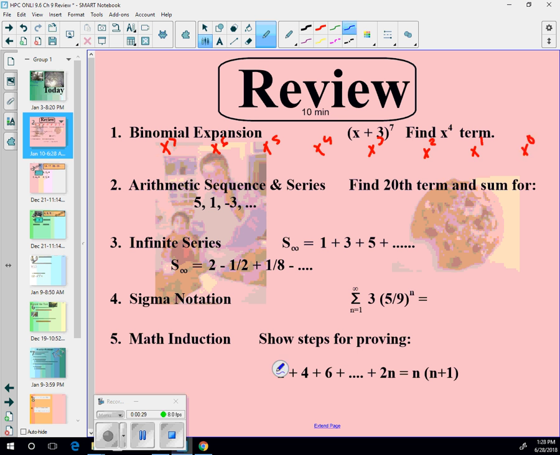For the 3, it's 3 to the 0, 3 to the 1, 3 to the 2, 3 to the 3, 3 to the 4, 3 to the 5, 3 to the 6, 3 to the 7. Notice that all the powers add up to 7. Then we have the coefficients. Now the coefficients, you can use Pascal's triangle.